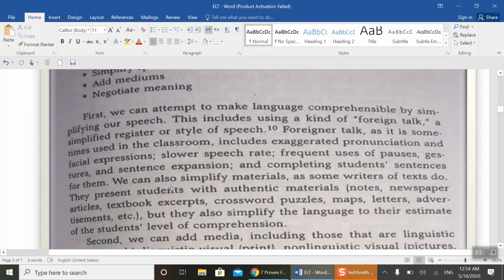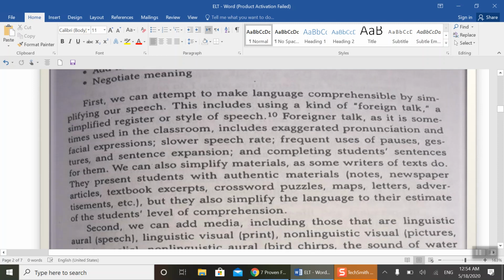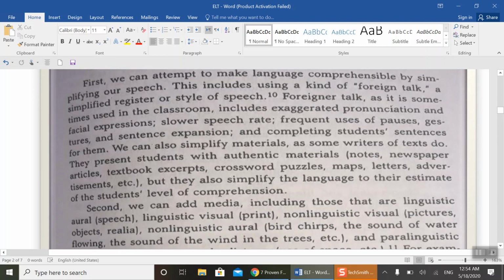We can also simplify materials, as some writers of texts do, in how they present students with authentic materials. For example, this book, some of you say, is difficult. How can we simplify this? I can provide you with authentic materials: notes, newspapers, articles, textbook excerpts, crossword puzzles, maps, letters, advertisements, etc.